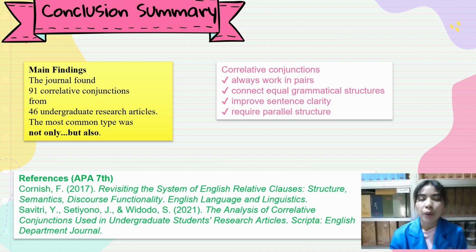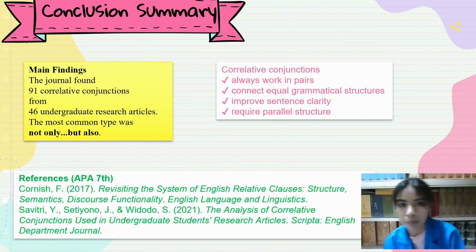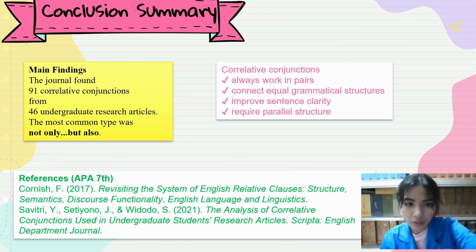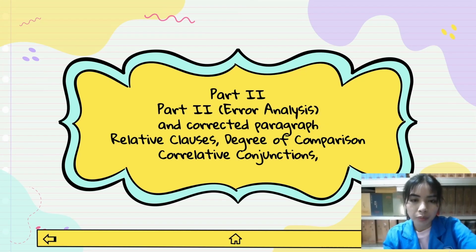Okay, that was part one, so we continue with my project part two. The topic is error analysis of paragraphs: correcting paragraphs on relative clauses, degree of comparison, and correlative conjunction.